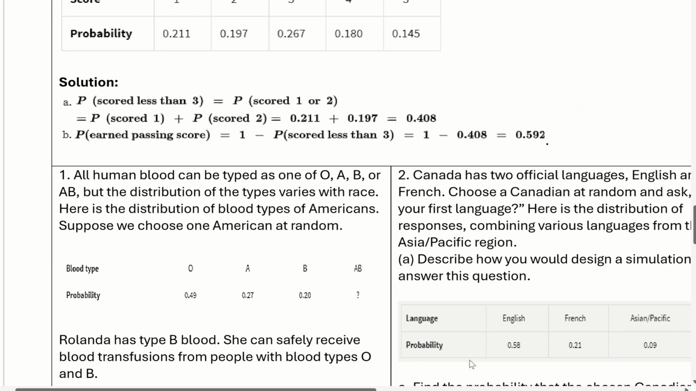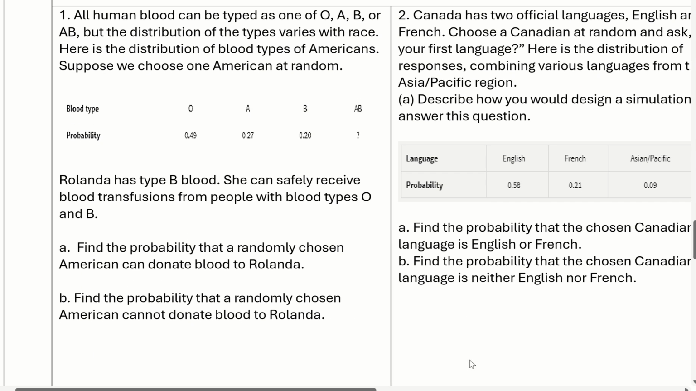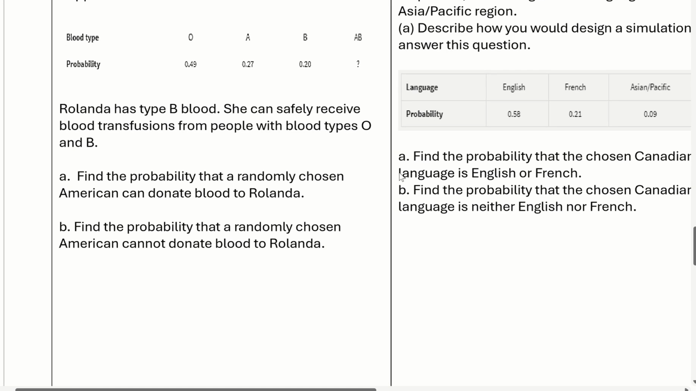All right, so problem set number 3. All human blood can be typed as one of blood type O, A, B, or AB. But the distribution of the types varies by race, okay? Here's the distribution of blood types of, they should say Black Americans for this particular problem, but it doesn't really matter. Let's just say that this is the distribution of blood types of Americans. Here it is talking about race, so they had specific ones. But yeah, let's just say we have this as a blood type, and we need to figure out what the blood type is for AB.